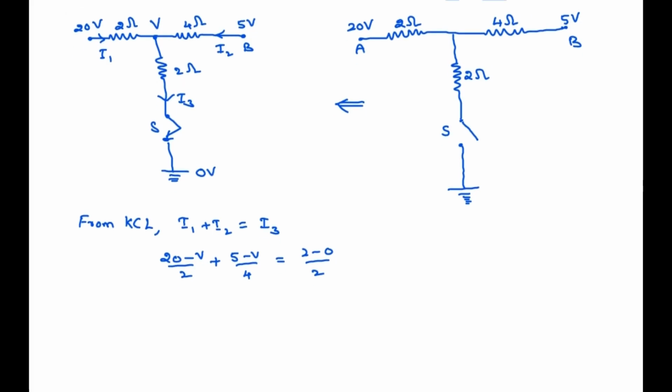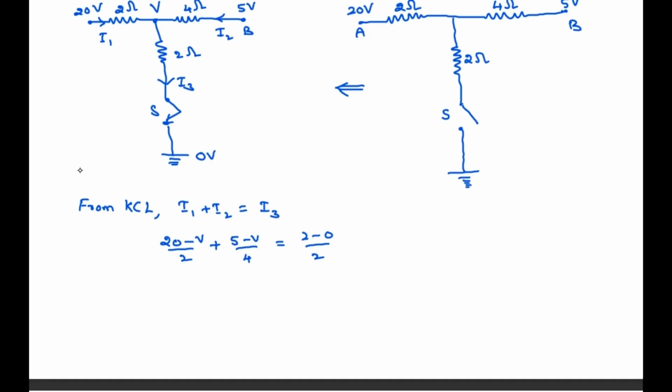So, after further simplification by taking 4 as LCM and sending it towards the right, you get 40 minus 2V plus 5 minus V is equal to, here I3 is nothing but (V minus 0) by 2, that is equal to 2V, we will get it.